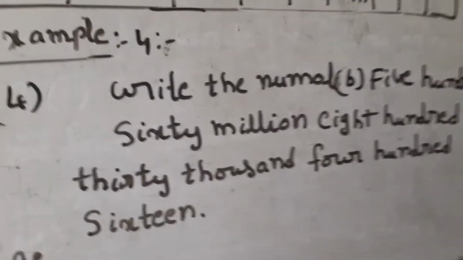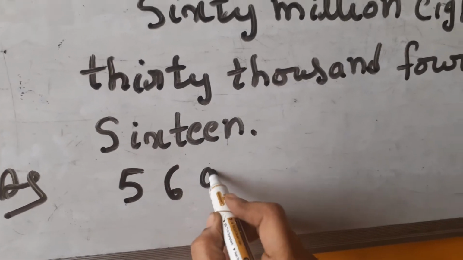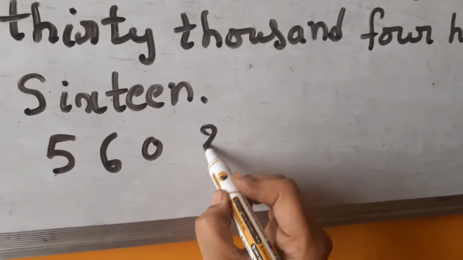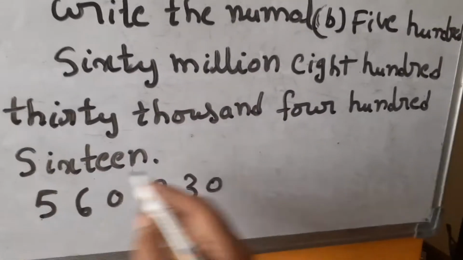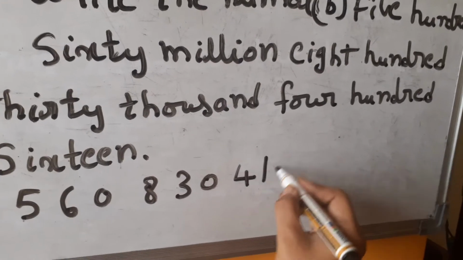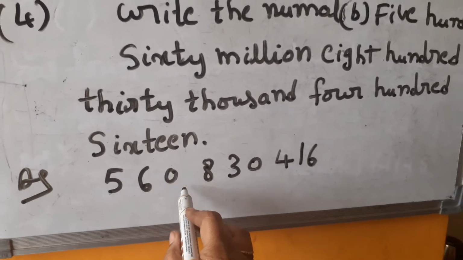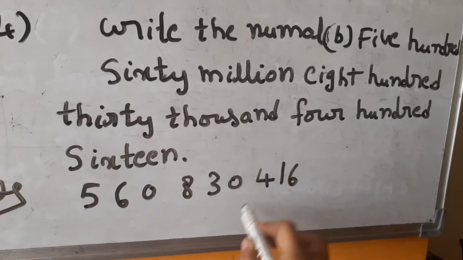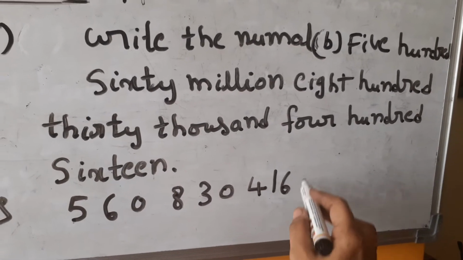So this is the millions place. That's why first we have to start with 560 million. Next, 830,000. Next, 416. See 560 million, this is the millions place. 830,000, these three digits are the thousands place. Next, 416 is the ones place.